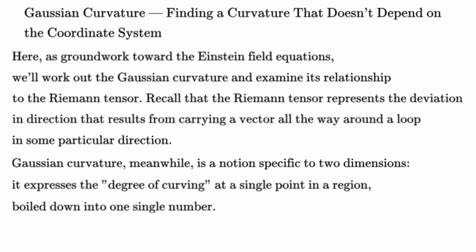Gaussian curvature, finding a curvature that doesn't depend on the coordinate system. Here, as groundwork toward the Einstein field equations, we'll work out the Gaussian curvature and examine its relationship to the Riemann tensor. Recall that the Riemann tensor represents the deviation in direction that results from carrying a vector all the way around a loop in some particular direction. Gaussian curvature, meanwhile, is a notion specific to two dimensions. It expresses the degree of curving at a single point in a region, boiled down into one single number.